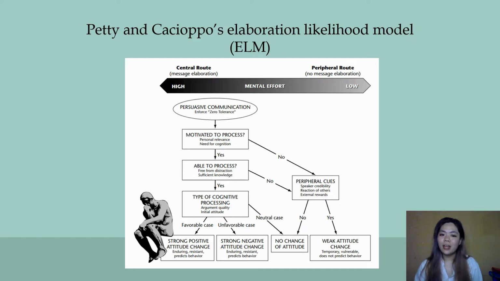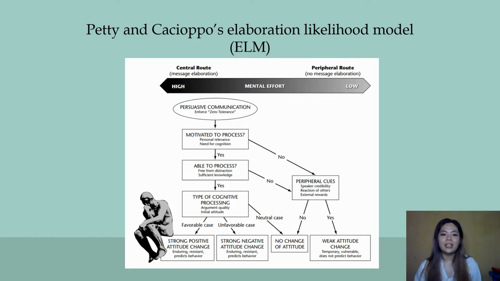First, do you have enough interest or motivation to analyze the message? Second, are you able to process the message? Third, how are you going to analyze the message? And finally, are you in favor of the message or not? So that's the process of the central route.